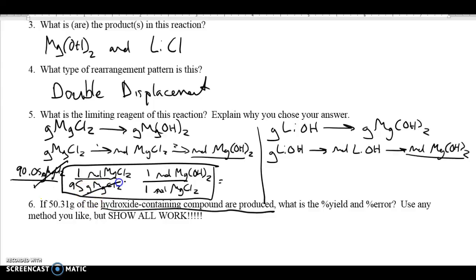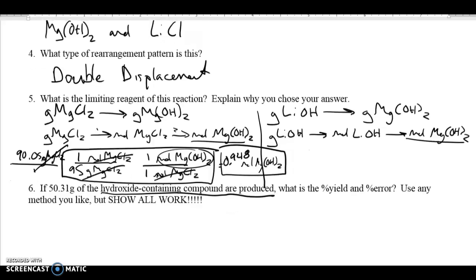Grams of magnesium chloride, grams of magnesium chloride. Moles of magnesium chloride, moles of magnesium chloride. We're left in moles of magnesium hydroxide, MgOH2. So then you do your math. 90.05 times 1 divided by 95, 0.948 moles of magnesium hydroxide.